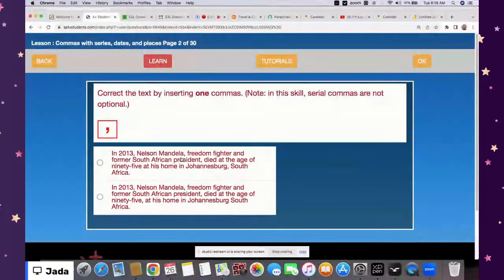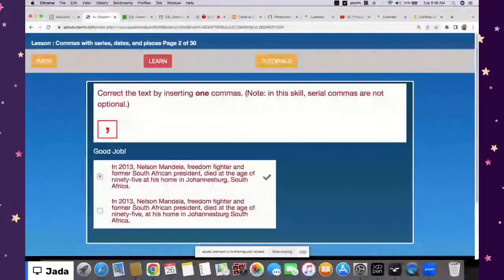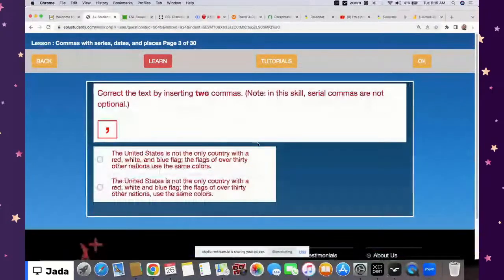Okay. So, what do you think will be the right answer here for this one? One. Okay. Oh, yeah, perfect. And then correct the text by inserting two commas. So, you also need to insert two commas here. Okay, yeah, thanks, Evangeline. Thanks, guys. Yeah, you can actually send in your answer. Let's interact, okay? So, yeah, this one.